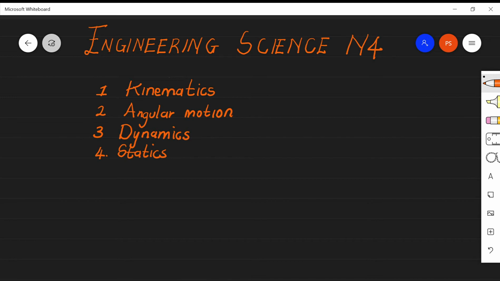So in statics, we're going to be looking at objects that are not moving. As the name implies, they are static objects. So we'll be looking at the concept of equilibrium.